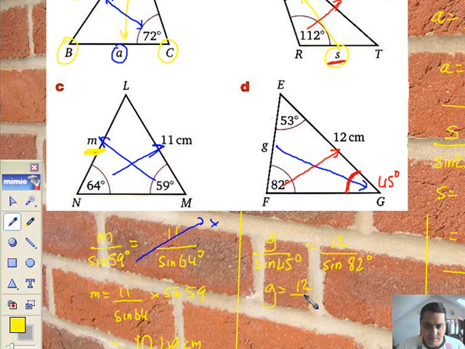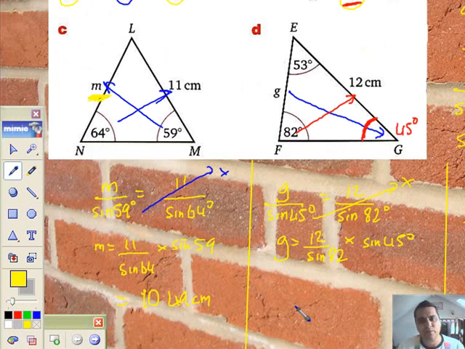So let's get G on its own then. G is going to be 12 divided by the sine of 82, and then we're going to multiply by the sine of 45. Why? Well, sine 45 is divided, take it next door, and therefore you multiply.